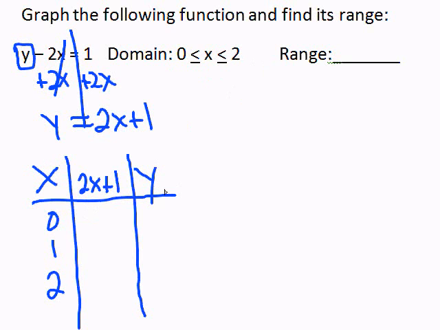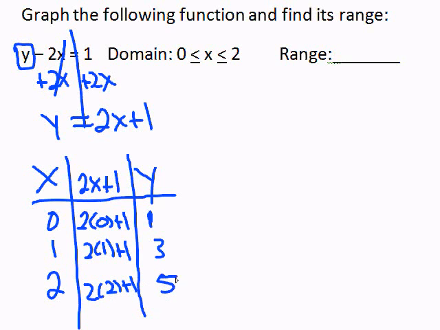So now that we know the x values, let's find the y's. 2 times 0 plus 1 gives us 1. 2 times 1 plus 1 gives us 3. 2 times 2 plus 1 gives us 4 plus 1, which is 5.